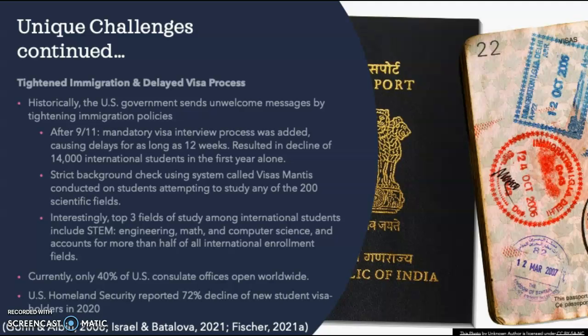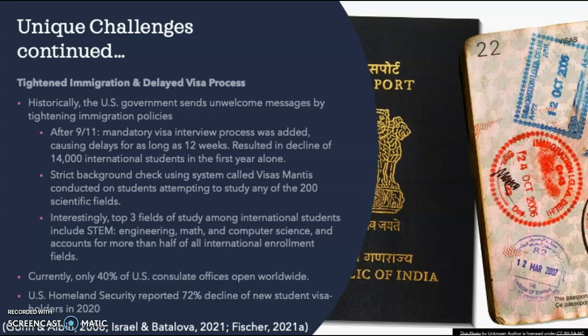Another unique challenge has to do with tightened immigration and delayed visa processes. Historically, the US government sends unwelcome messages around the world by tightening its immigration policies. For example, after the 9/11 tragedy, a mandatory visa interview process was added, which caused delays for as long as 12 weeks. And this resulted in a decline of 14,000 international student enrollments in the first year alone.